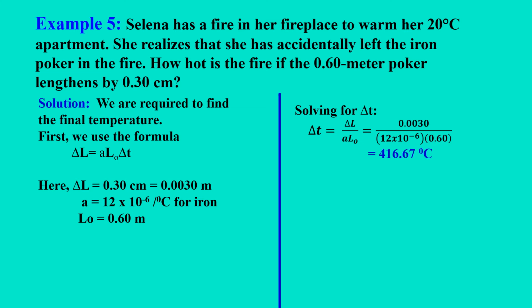Solving for delta T, delta T equals delta L divided by A L0, and substituting the values, the change in temperature is 416.67 degrees Celsius. Since we are required to find the final temperature, we use the formula delta T equals TF minus TI, or solving for the final temperature, TF is TI plus delta T. And substituting the values, 20 plus 416.67 gives us 436.67 degrees Celsius.